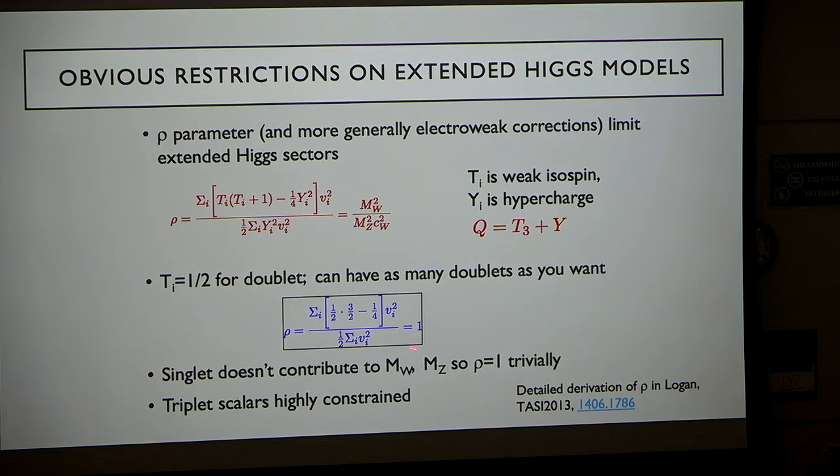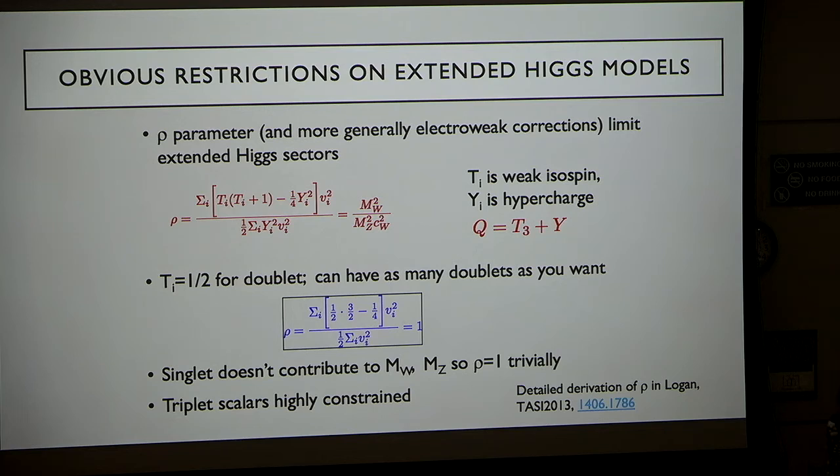Yeah. So down here, here's an SU(2) doublet. So T is a half for a doublet. So there's a half. Half plus 1 is 3 halves, minus a quarter Y squared. That's a quarter here, v squared. And downstairs, it's a half Y squared v squared. So you get 1. So no matter how many doublets I add, I always get rho equals 1.